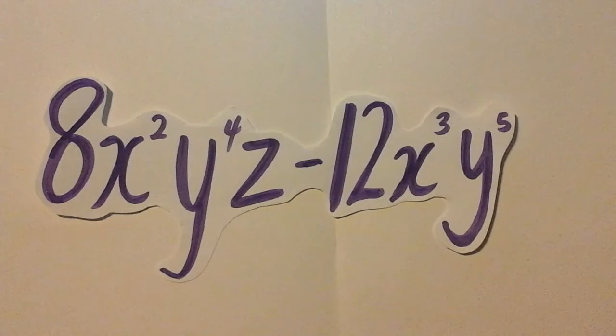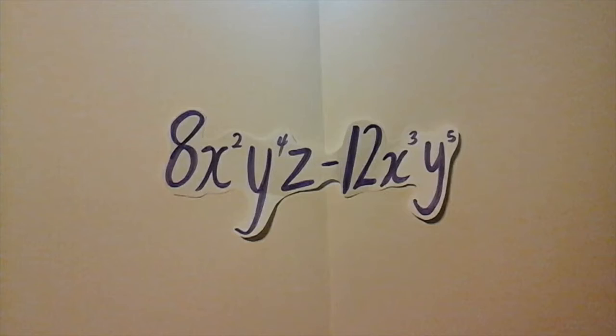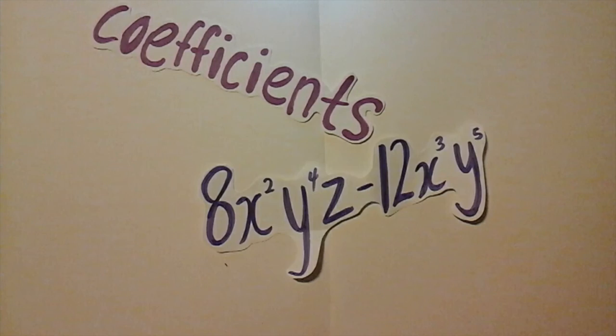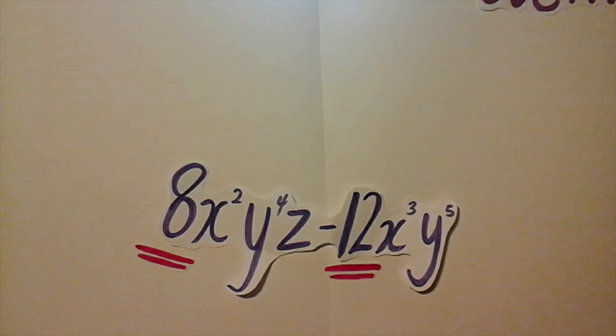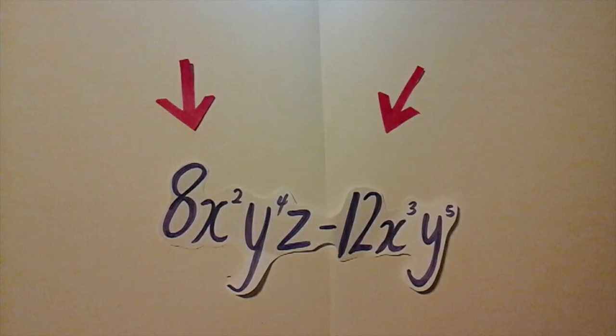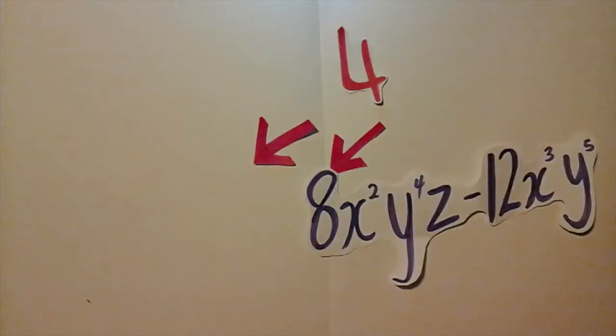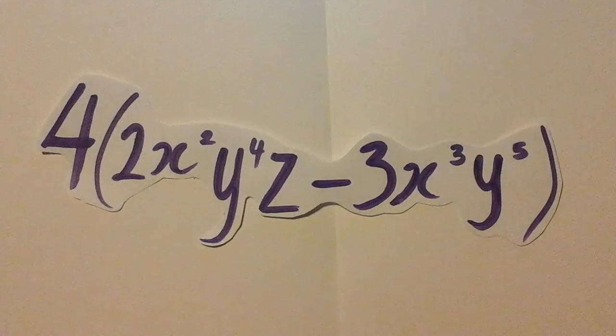Now let's try a harder one. Here we have 8x^2y^4z - 12x^3y^5. To make this process easier for ourselves, we're going to factor out the greatest common factor of the coefficients here. The greatest common factor of 8 and 12 is 4, so we have 4(2x^2y^4z - 3x^3y^5).